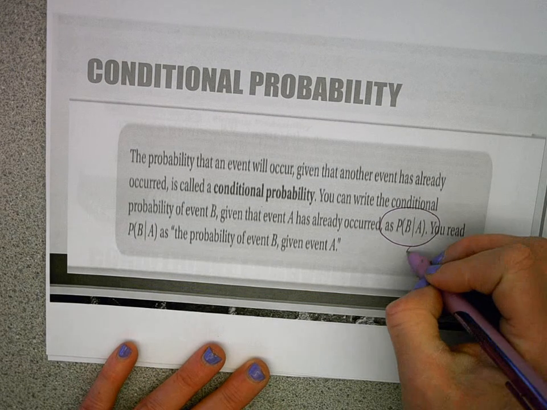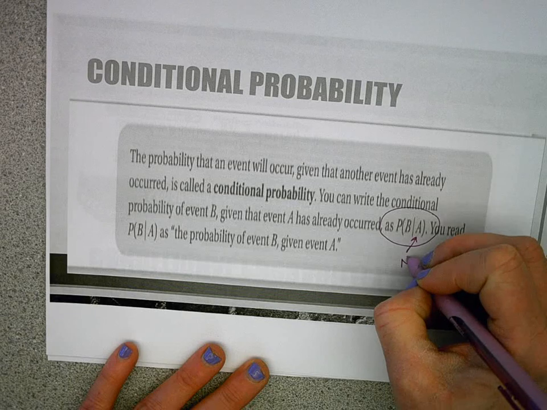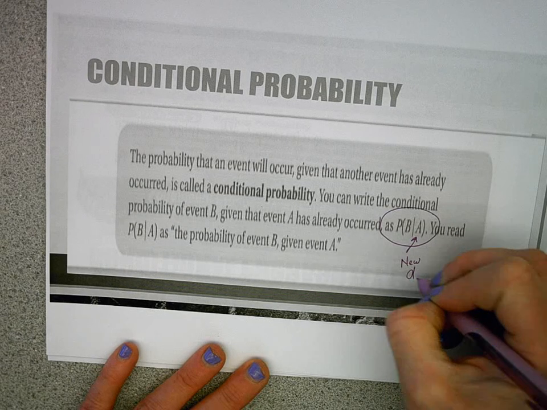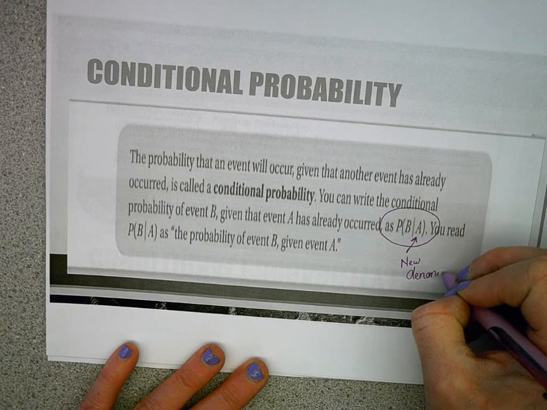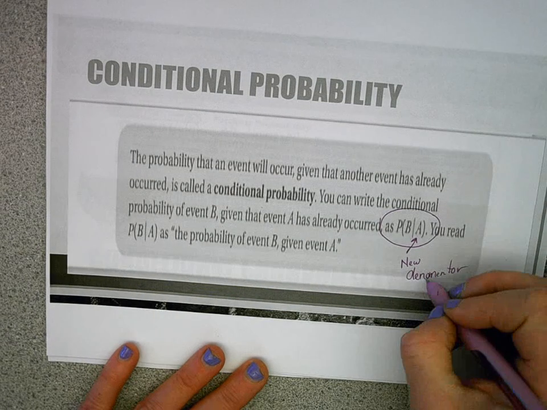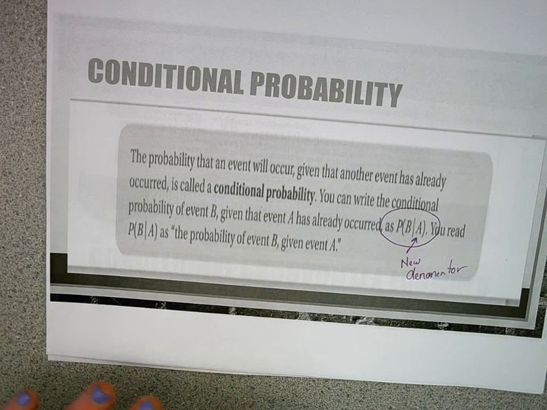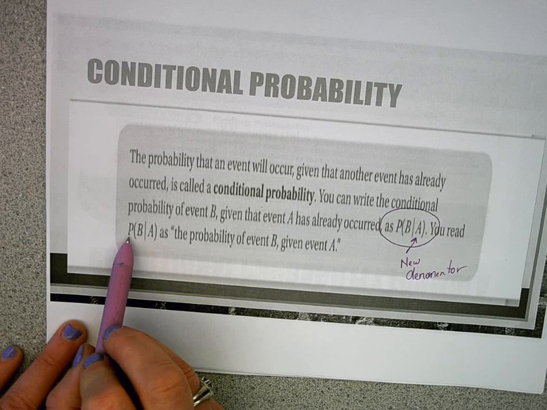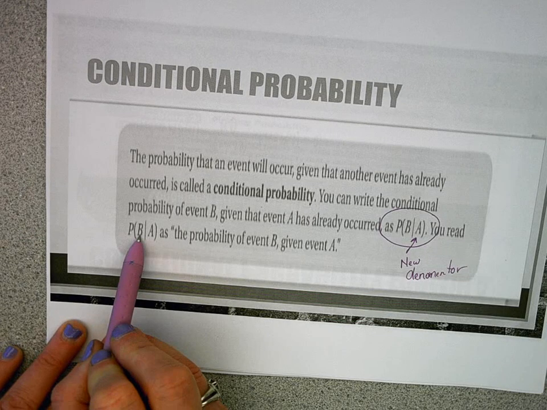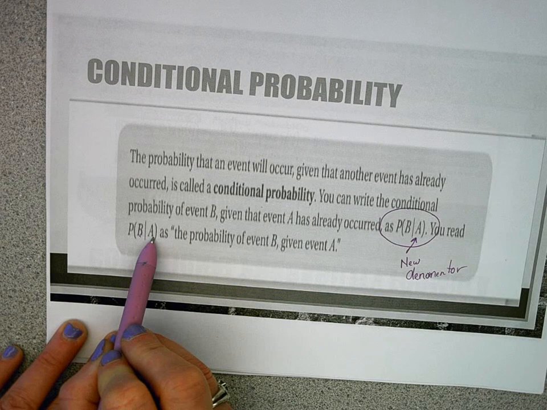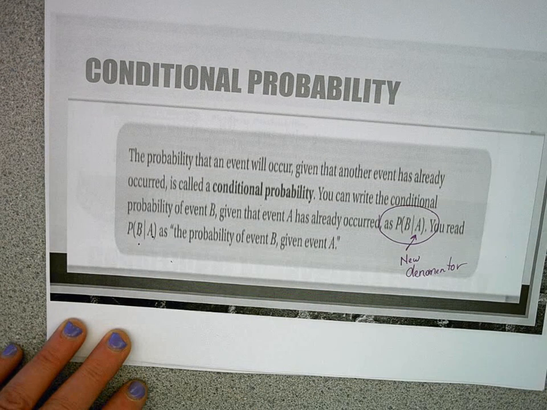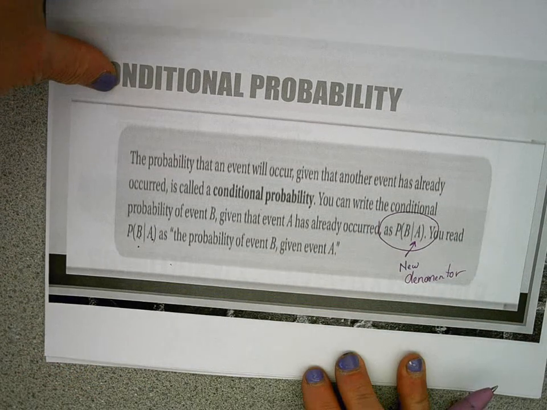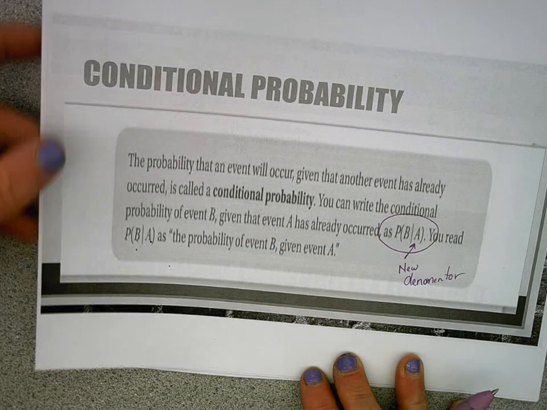This means your new denominator, and I'll show you when we get to a formula in a second. Okay? So you read it: the conditional probability of B given that A has already happened. So the probability that it's a girl given that you know it was a 6th grader. Not everybody, so you're really narrowing your focus down.